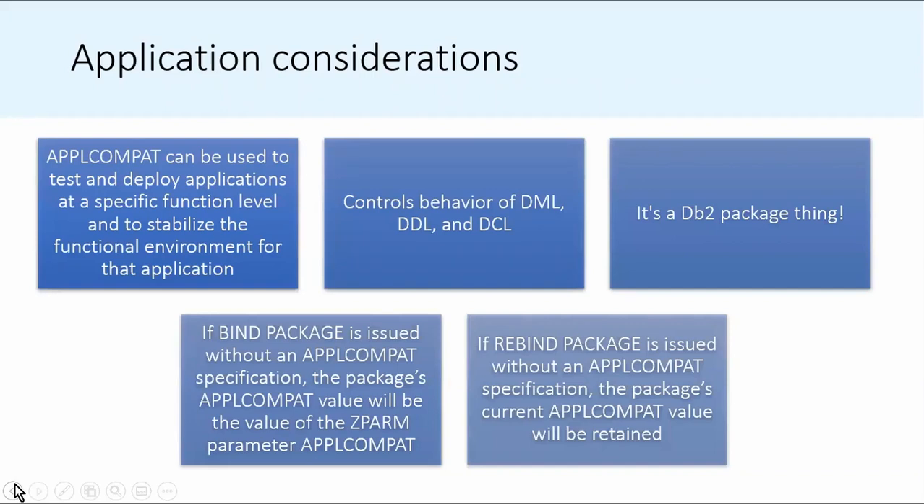We introduced application compatibility in version 11 to protect you from potentially incompatible changes. So if you bound a package in version 11, you probably have an APPLCOMPAT value already, because zparm had a setting, and whatever it was at the time that you bound the package in version 11, that's the APPLCOMPAT you have. If you're running a package that you first bound in version 10, and you haven't done anything to it since then, it will not have an APPLCOMPAT setting.